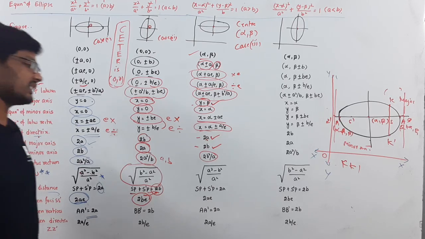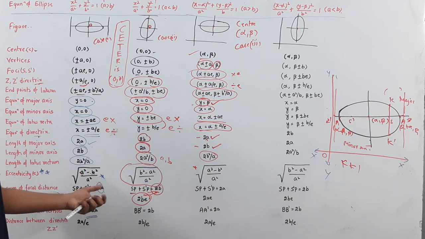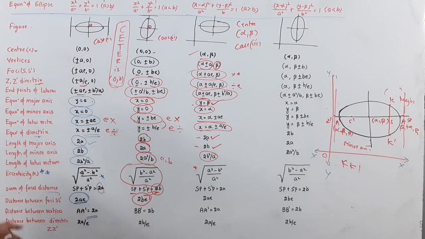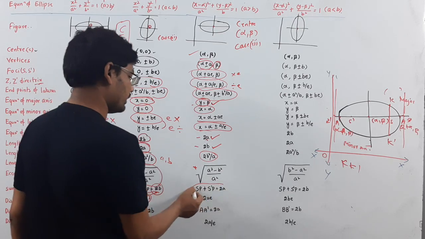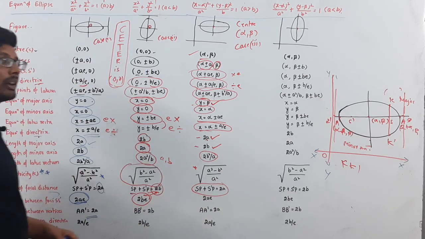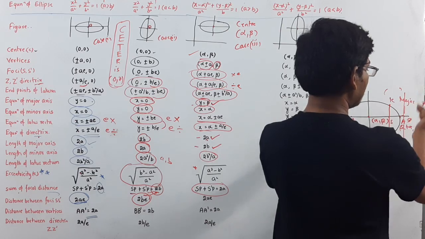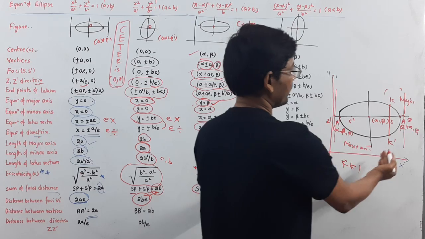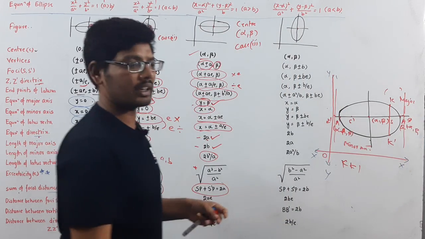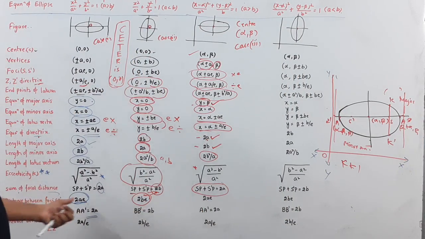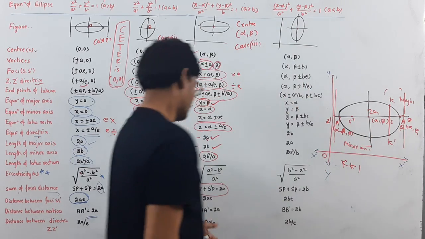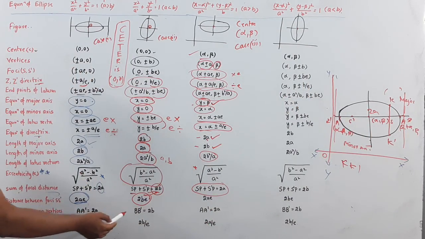And the eccentricity is the same as this one here, the square root of A square minus B square by A square. And the sum of focal distances is the same, as in every case the focal distance is common. Why? Because the ellipse is the same everywhere. If you rotate it anywhere, and if you keep the center as origin or as alpha comma beta, in any case the sum of focal distances is common, 2A. And the distance between foci is 2AE.